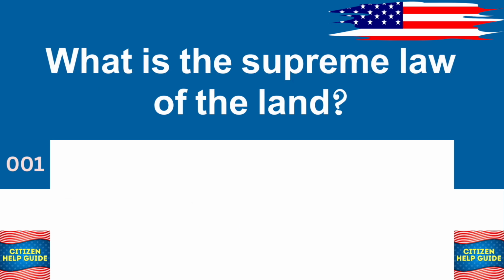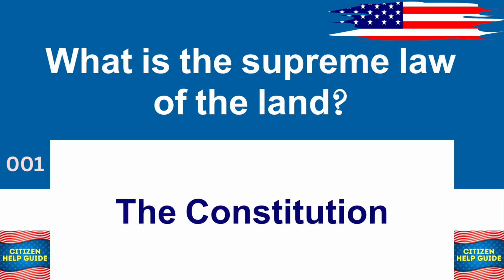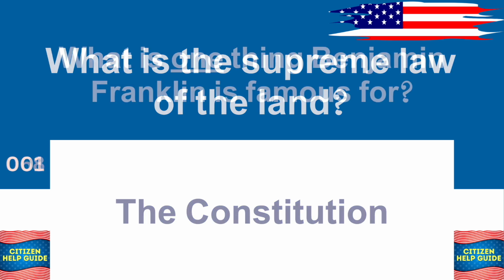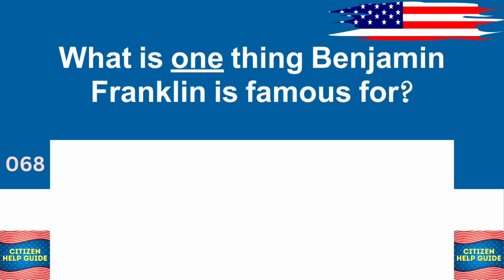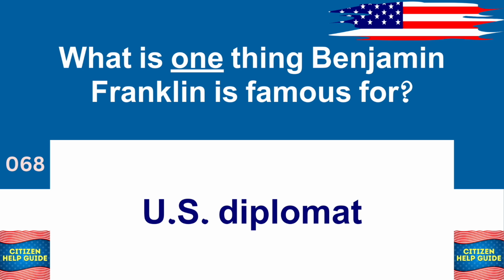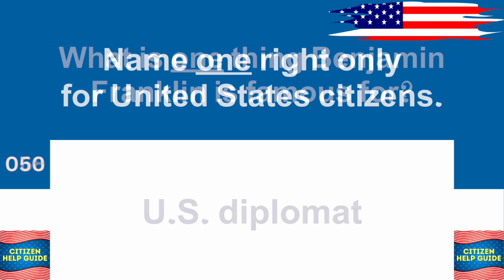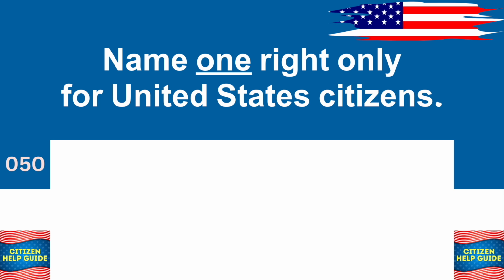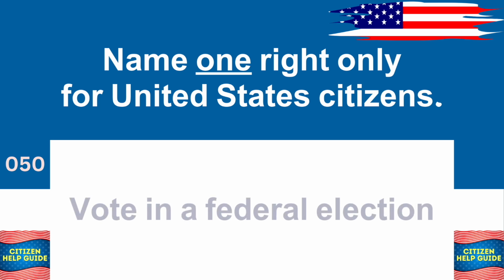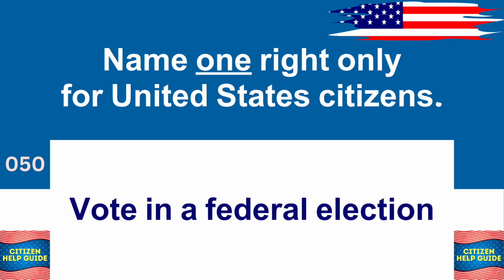What is the supreme law of the land? The Constitution. What is one thing Benjamin Franklin is famous for? U.S. diplomat. Name one right, only for United States citizens. Vote in a federal election.